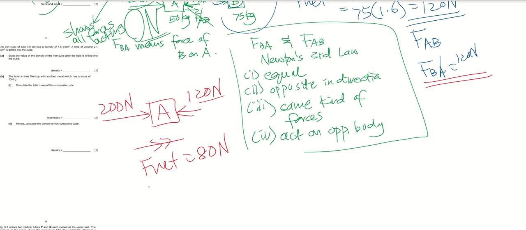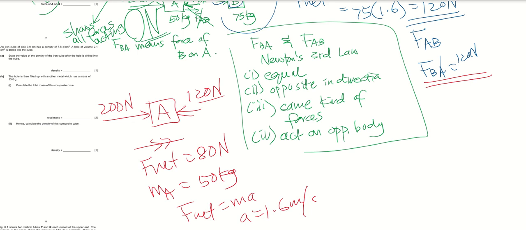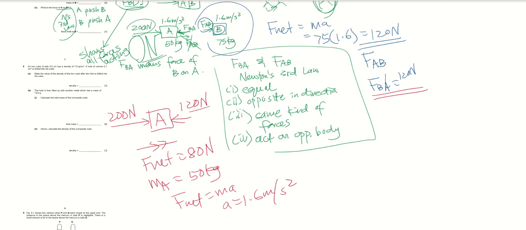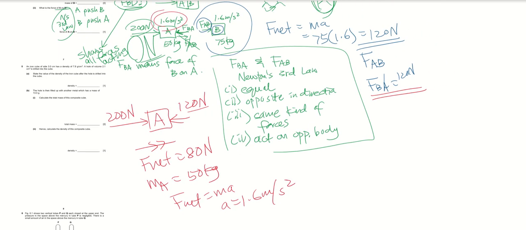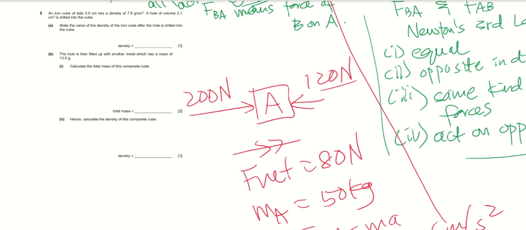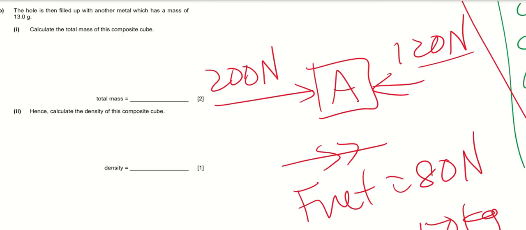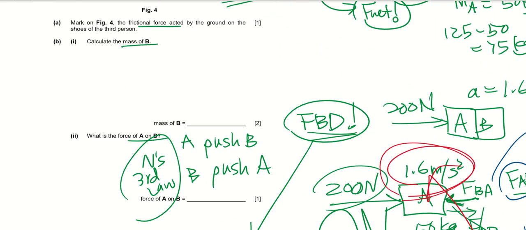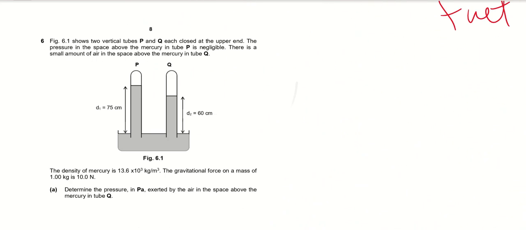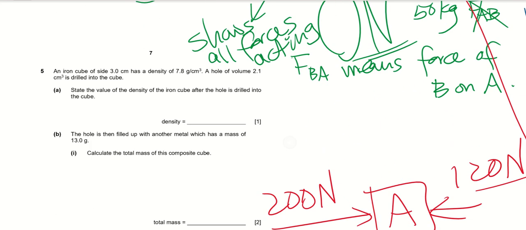What's the mass of A? MA is 50 kg. Therefore, if I were to do a calculation, F net equals to MA, my acceleration is 1.6 meter per second square, right? So it tallies, because I did not use this 1.6 until now, just to check my answer. Okay, so please look at this question. It is very important, yeah? Okay, go to question 5.